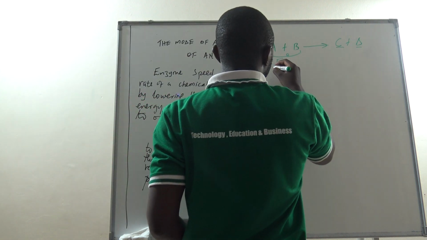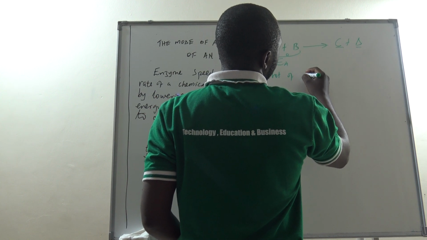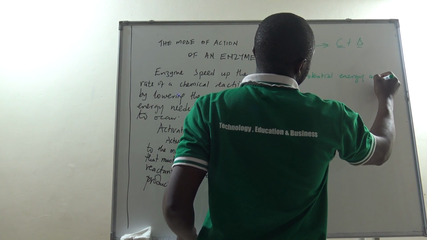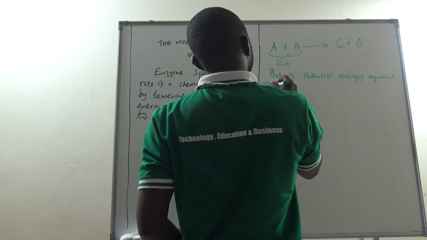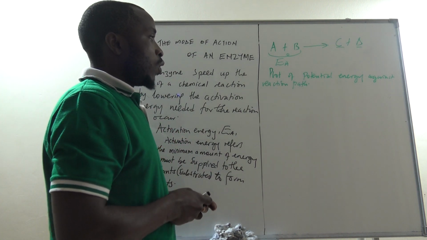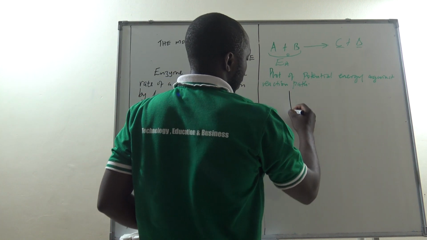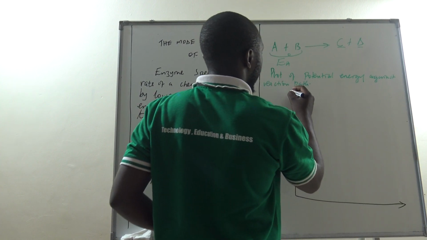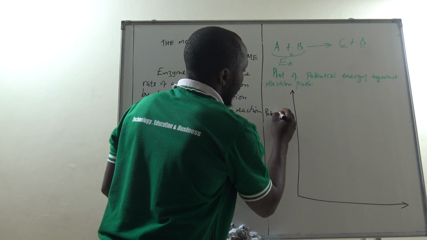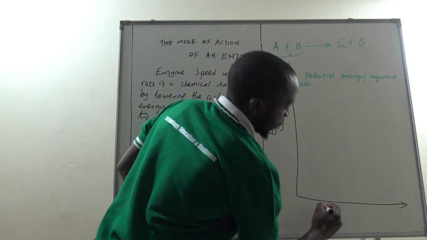So if we plotted a plot of potential energy against reaction path, if we got a plot from that on enzyme controlled reaction versus uncontrolled reactions, on the y-axis we have potential energy, can be, let's say, in joules, and this is the reaction path.